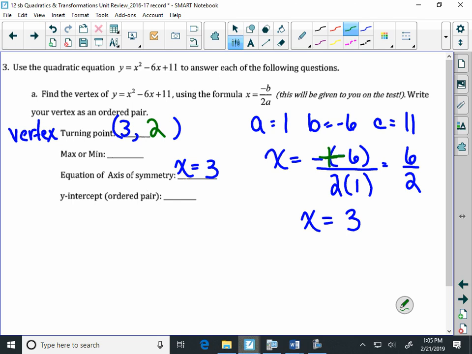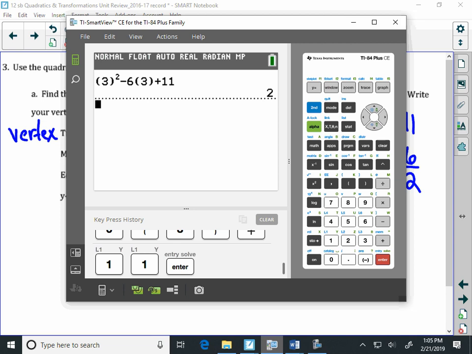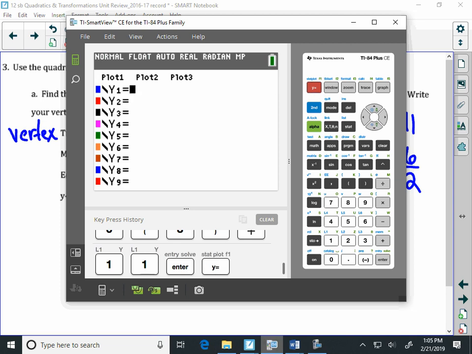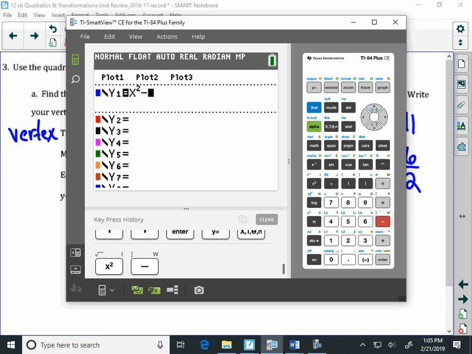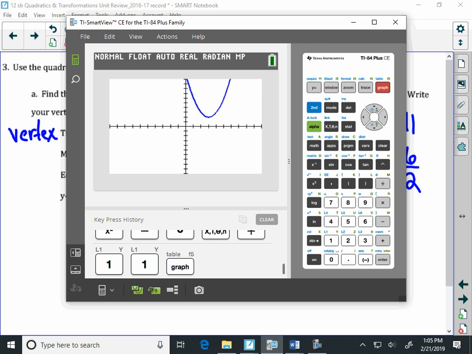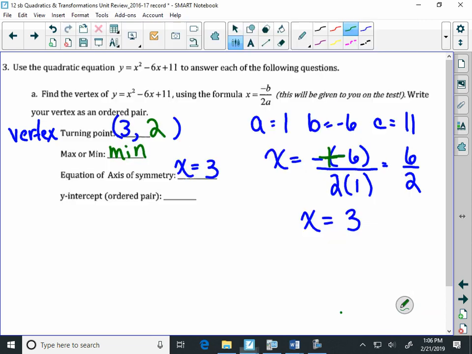The value of a in this problem is 1. 1 is a positive value, and therefore that means that this is going to be a minimum. And if you're not sure, and it doesn't always work, but if you're not sure, go into the y equals and type in x squared minus 6x plus 11 and see if you can tell from the picture. Do we have a maximum or a minimum value? And what we just found is this point right here, the vertex, and as we can see, it's a low point on the graph, and therefore it's a minimum.